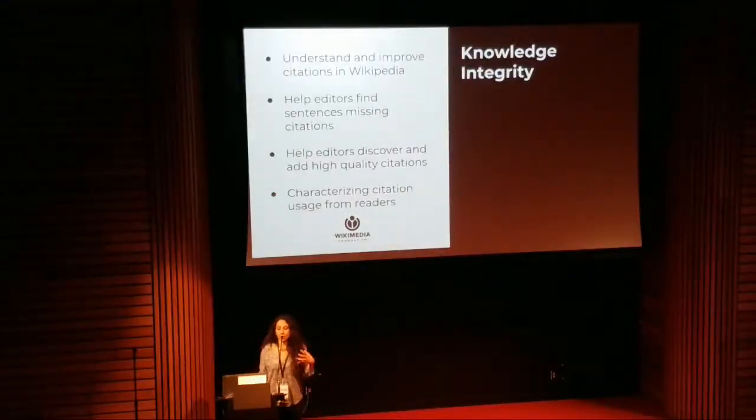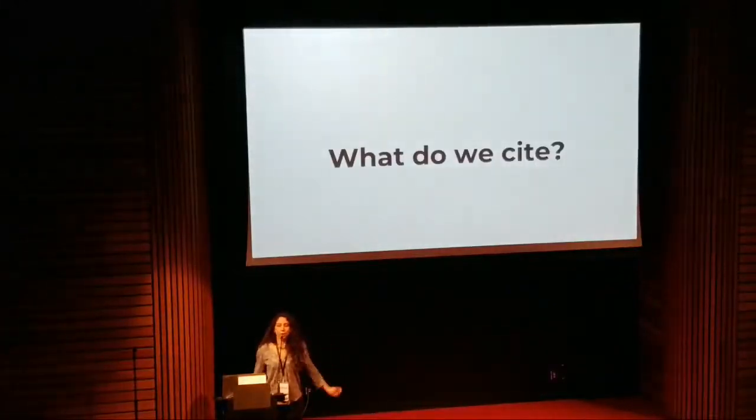For us, it means designing tools and machine learning algorithms to understand and improve the citation space in Wikipedia. We want to tackle this problem both from an editor perspective, helping editors find sentences that need citations and helping them bridge these gaps, and also from a reader perspective, understanding whether readers actually care about citations in Wikipedia.